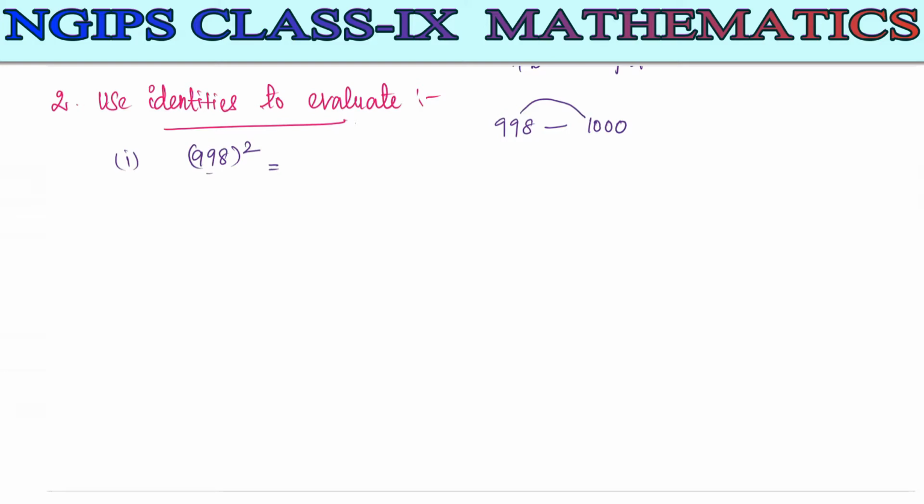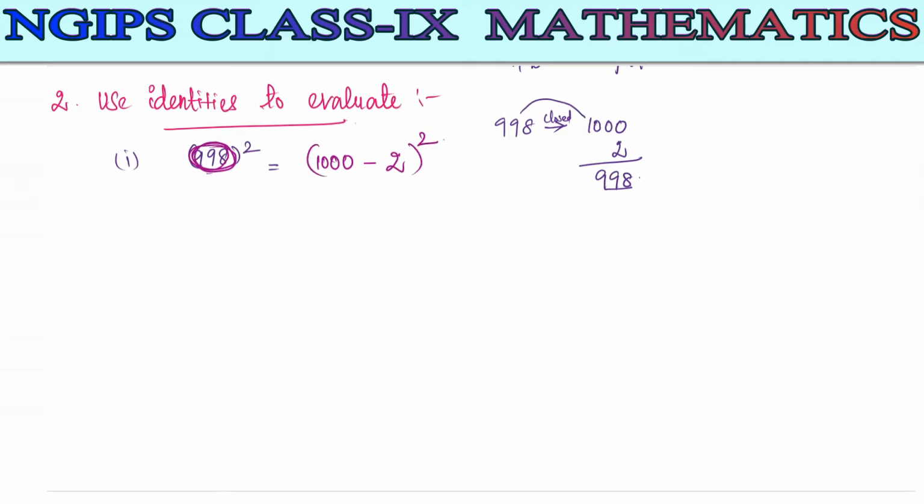So what is the number we need to subtract? When you subtract 2, we are going to get 998. Is it clear to all? This is the closest number to 1000. So from 1000, if you subtract 2, we get 998. So in the place of 998, I am going to replace it with 1000. So I can write here (1000 minus 2) whole square.